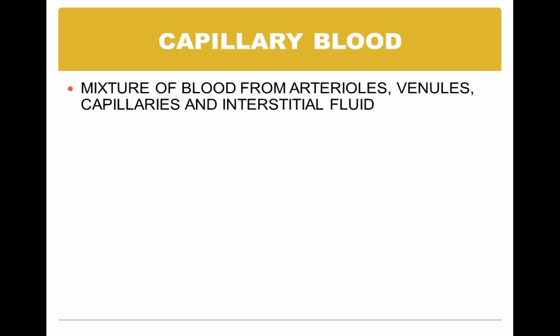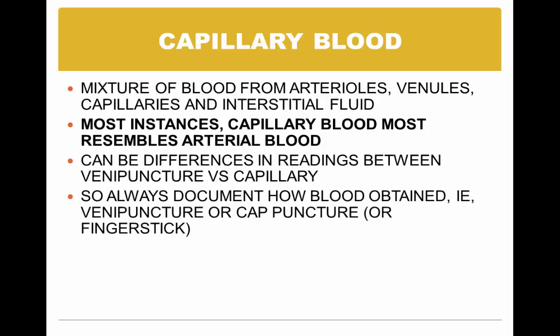Capillary blood, we'll talk about next. It's a mixture of blood from arterioles, venules, capillaries, and interstitial fluid. In most instances, capillary blood most resembles arterial blood. There can be differences in readings between venipuncture versus capillary, so always document how the blood was obtained, for instance, venipuncture or cap puncture or finger stick.